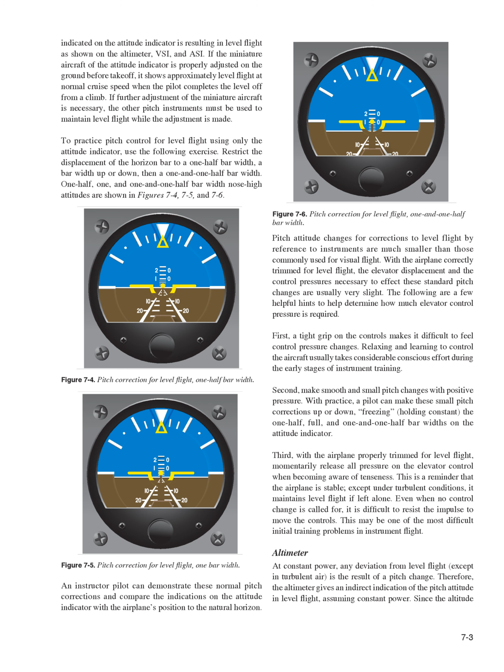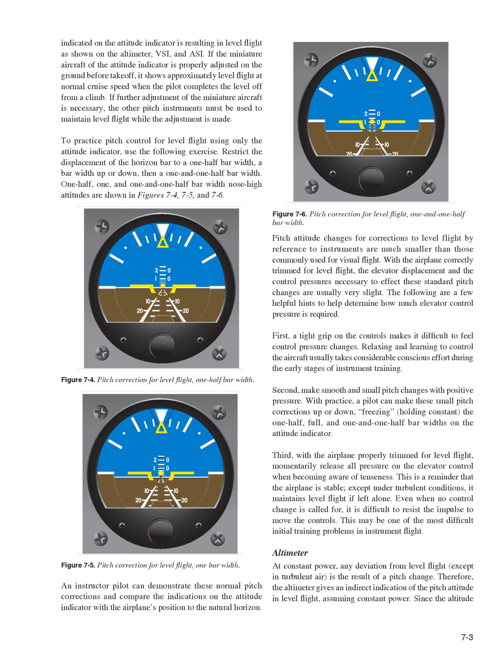Third, with the airplane properly trimmed for level flight, momentarily release all pressure on the elevator control when becoming aware of tenseness. This is a reminder that the airplane is stable, except under turbulent conditions. It maintains level flight if left alone. Even when no control change is called for, it is difficult to resist the impulse to move the controls. This may be one of the most difficult initial training problems in instrument flight.